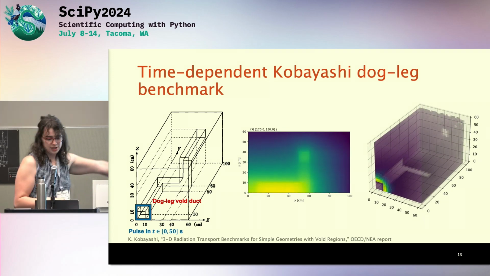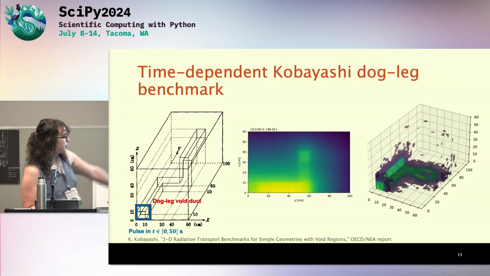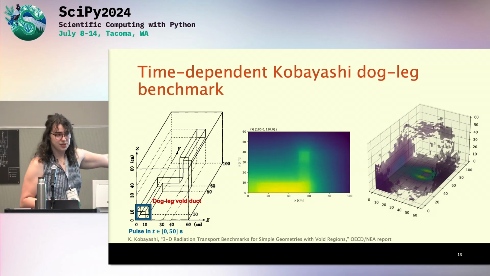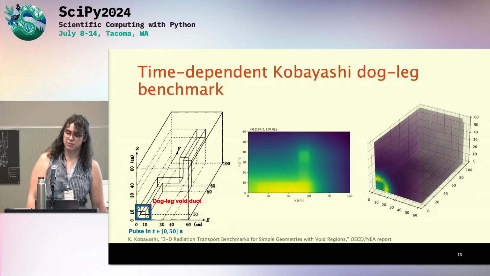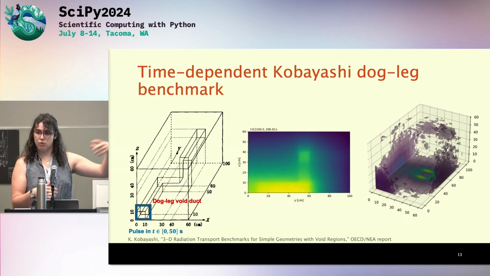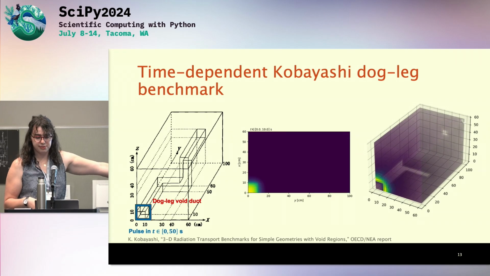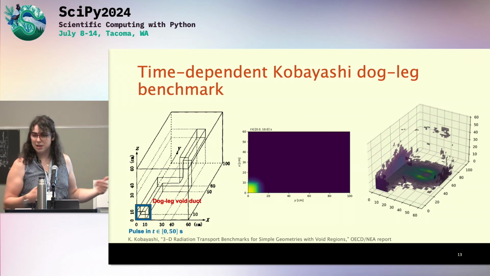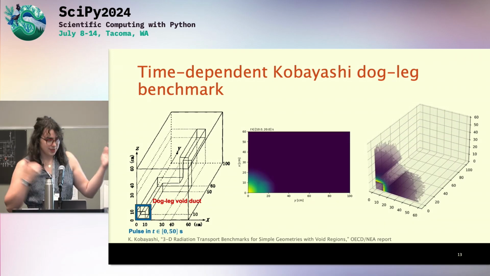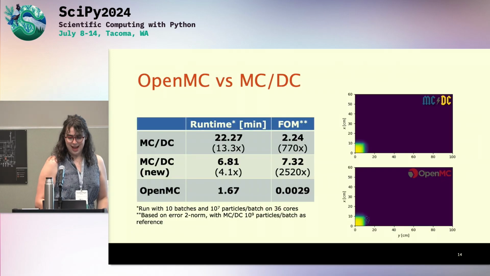This is called the Kobayashi dog-leg void problem, in which we're going to release some energy, like a burst of neutrons at time t equals 0. It's going to move down a void path and interact with fissionable material through time, right? I'm really bad at art, but I always wanted to make pretty pictures, so that's why I'm in this.